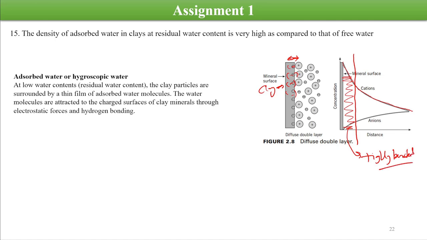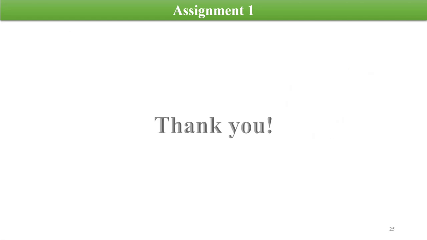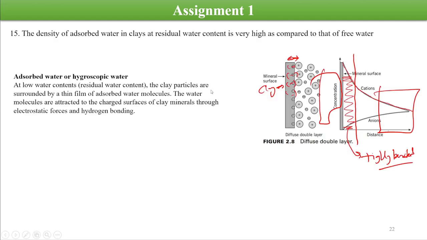Because they are very tightly bound, the density of the water near the clay surface in the adsorbed water region will be very high. But the water which is away from here, its density will not be very high because the electrostatic force is much less there. In this way you can answer this one.